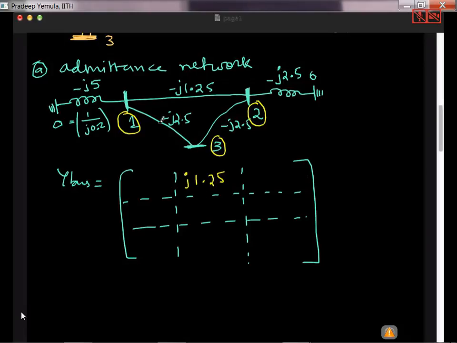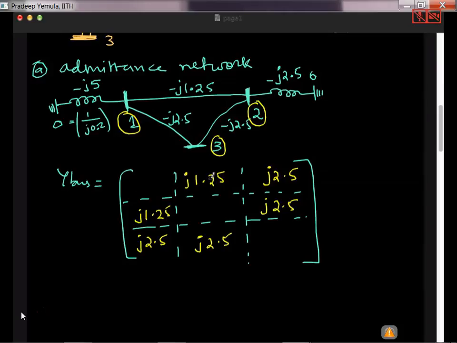Between 1 and 3, minus J2.5. So the minus sign will go, and then this is the procedure to build the Y bus. The same elements will get copied here because it is a symmetrical matrix. Then what about this? This is second row, third column. So this also is J2.5 and J2.5.